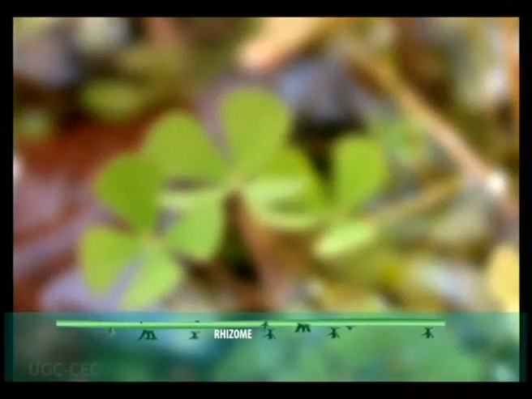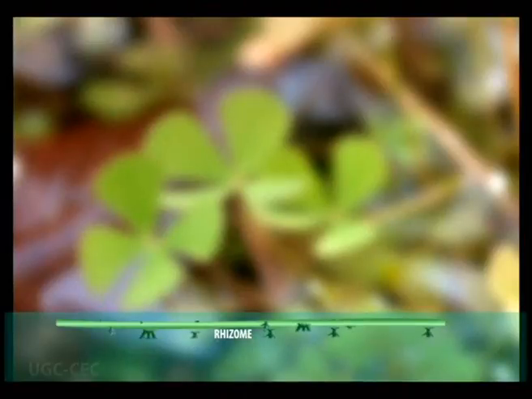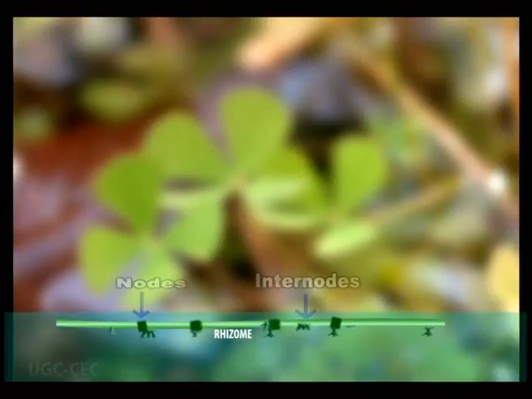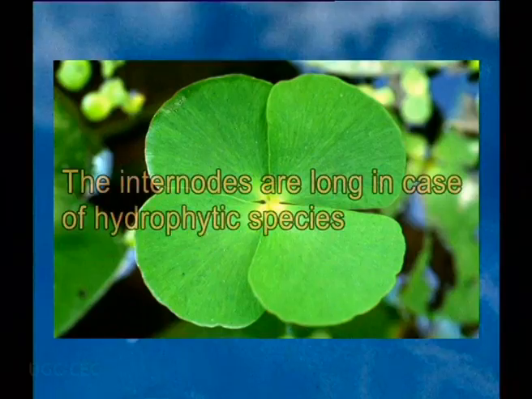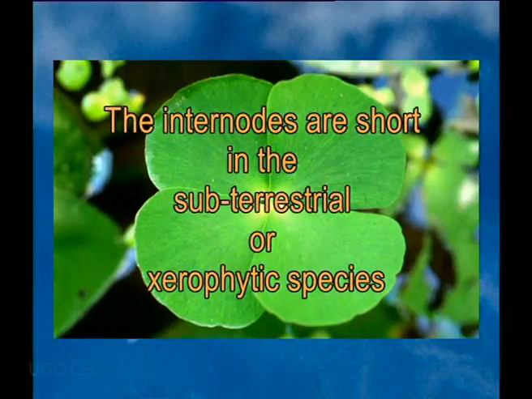The stem is long and slender. It either creeps on the surface like stolons or slightly below the surface of the soil, just like a rhizome. It grows extensively and is branched. The stem is divisible into distinct nodes and internodes. The internodes are long in hydrophytic species, that means those species which grow in water bodies, and they are short in subterrestrial or xerophytic species.